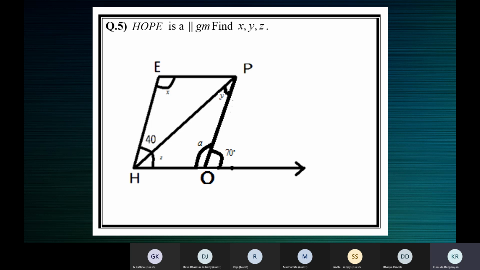So what is the angle sum property in a triangle? All the angles add up to 180 degrees. 180 is the total of all angles, ma'am. Okay, so how do we put that? A plus Z is 110 plus 30 degrees, which is 140 degrees. So 180 minus 140 is 40, which is equal to Y.